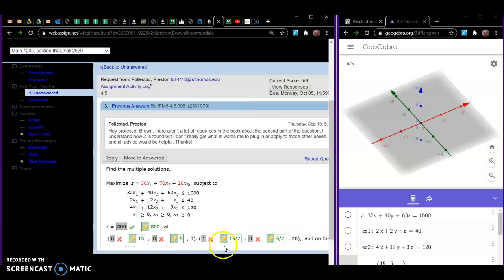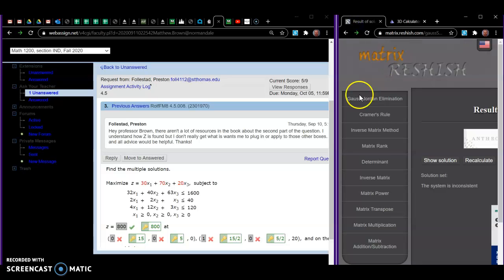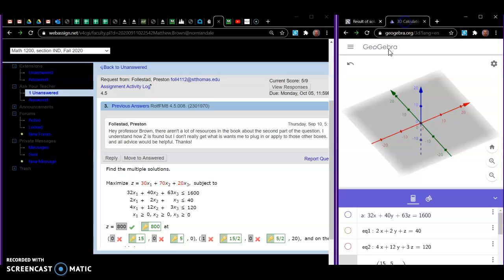So the second solution, the 15 halves, the 5 halves, and the 20, that technically is just what we get from the matrix here. This other one, though, what they're asking is essentially plug in 0 for this. Then if you plug in the 20 from this other one, you get 400. And 400 is half of what you need for 800.